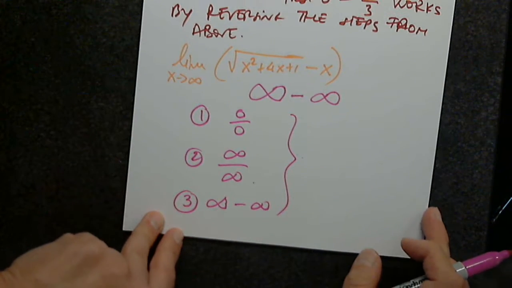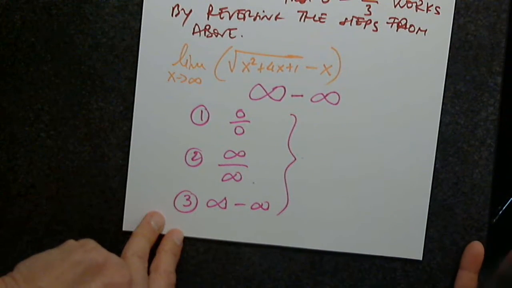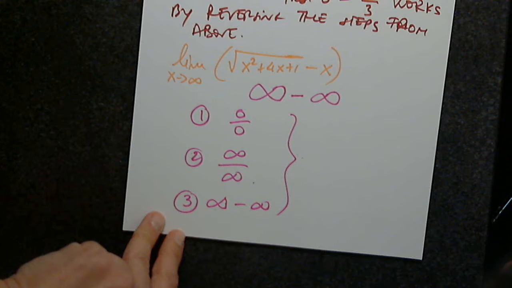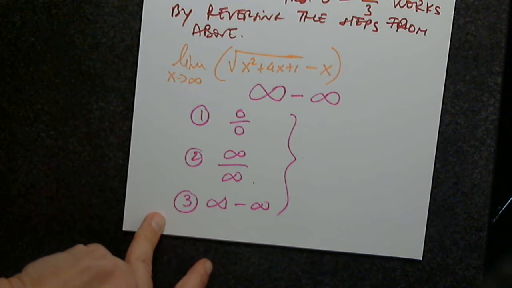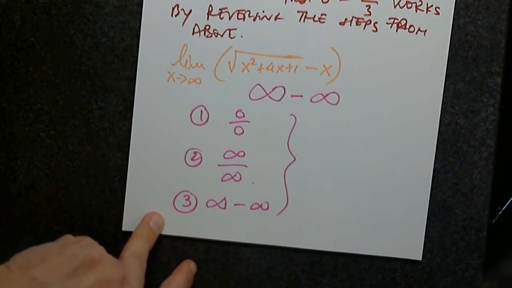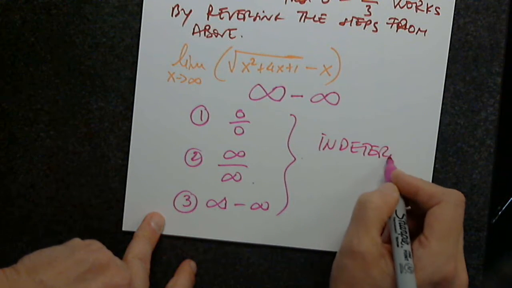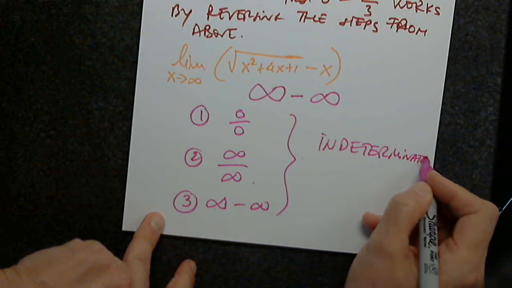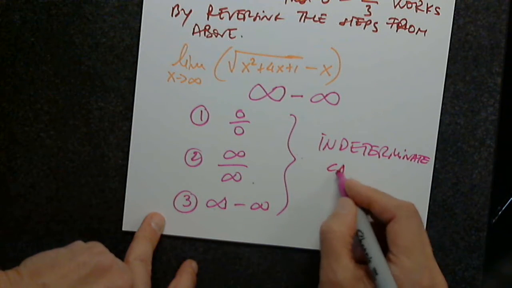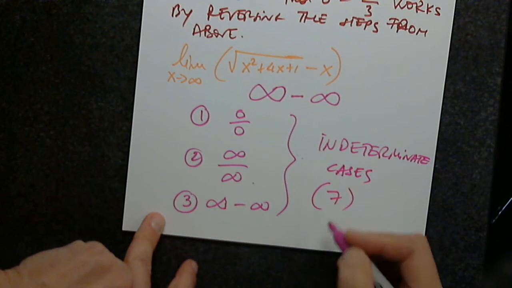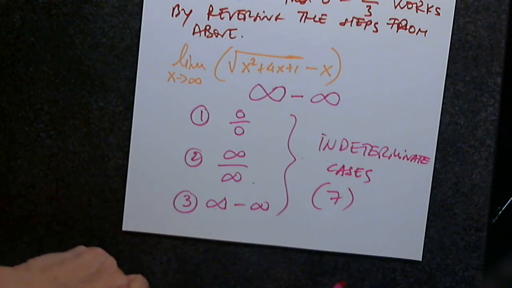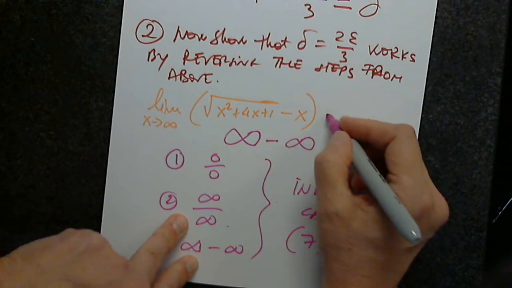What are they called, indeterminate cases? We have no idea what we will come up with. No guess. No one has any idea. Indeterminate. The result can be anything. There are a total of 7 cases. We looked at 3. Okay, so I can conclude.